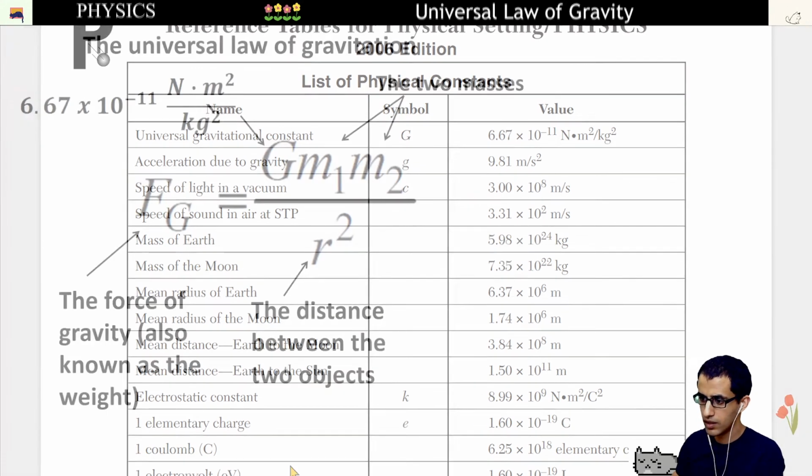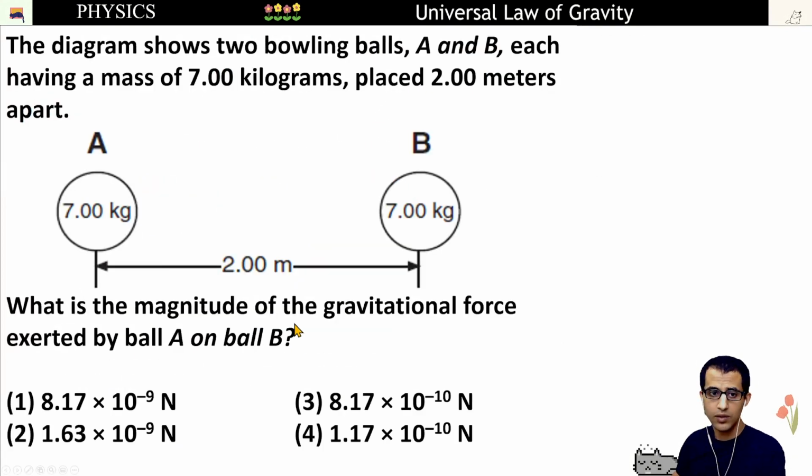Okay, so here's a sample question. The diagram shows two bowling balls A and B, each having a mass of 7 kilograms, placed 2 meters apart. What is the magnitude of the gravitational force exerted by ball A on ball B? And yeah, you can pause the video if you'd like to try it out. It's a multiple choice question.